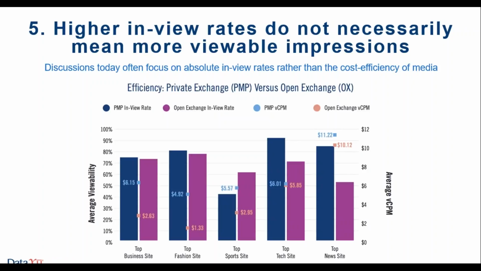And so this chart shows in navy bars here, you can see for private marketplace, the in-view rates, and for those blue dots, you see the vCPM for those same PMP buys. And then likewise for open exchange, you can see the in-view rates are the purple bars and the vCPM are the pink dots. So for example here, looking at the top business sites, you can see that the in-view rate for PMP is slightly higher than open exchange, but that the cost of those in-view impressions is nearly 3 times what you get in the open exchange in vCPM. The same holds true for fashion, sports, and news sites here.